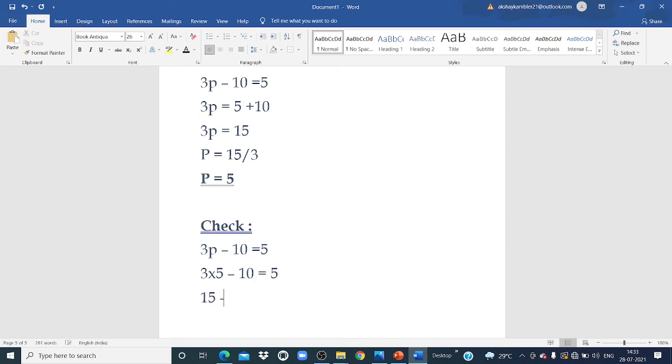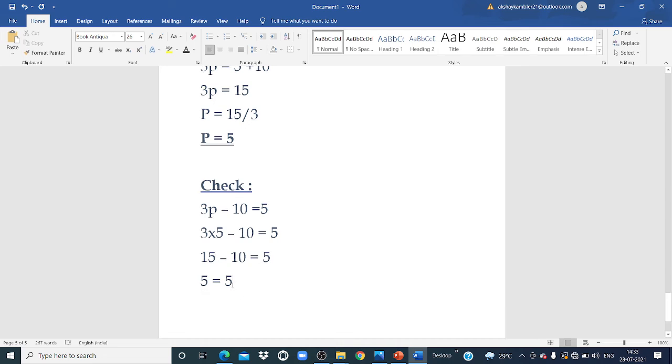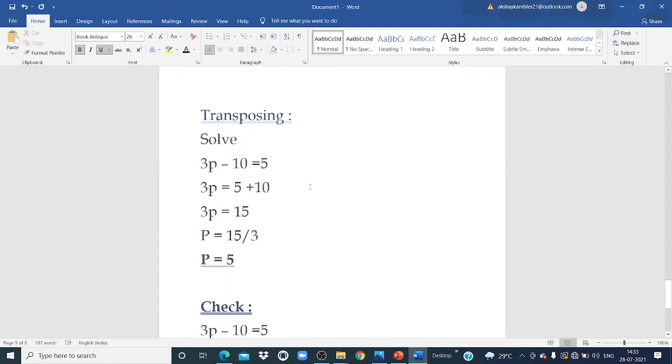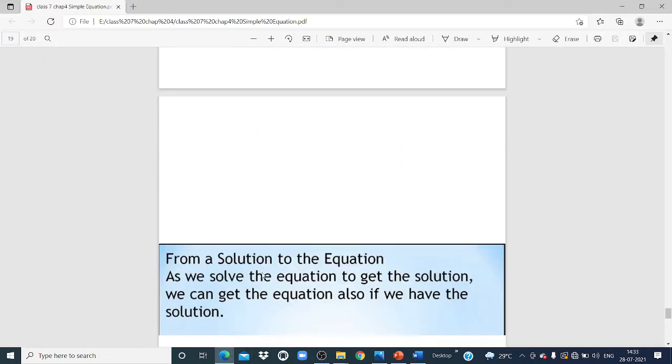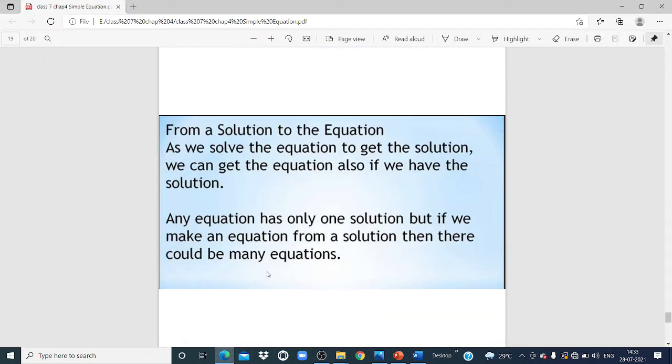3 into 5, 15 minus 10 is equal to 5. 15 minus 10, 5 is equal to 5. LHS is equal to RHS. Your equation is getting balanced. So your solution is correct. Understood everyone? This is about what? Transposing. Right? Shall we move to the next point? Yes. The next point is from solution to solution. Okay, from solution to solution.